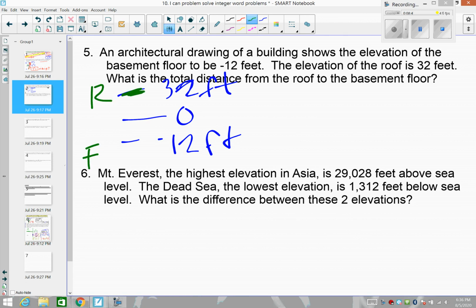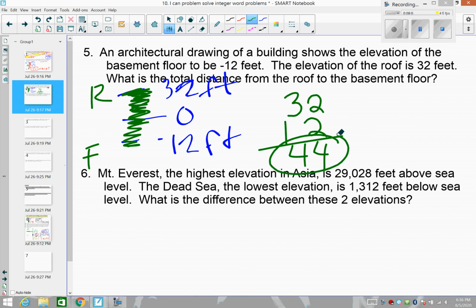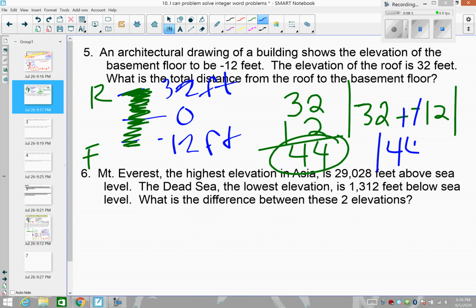So from roof to 0 would be 32, and from 0 to floor would be 12. So it's really a situation of 32 and 12 is 44 is the total distance. You can also think of that as an absolute value problem. That's kind of the fancy way to do it, which would still give us 44. So hopefully you did okay on that problem.